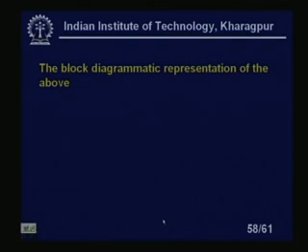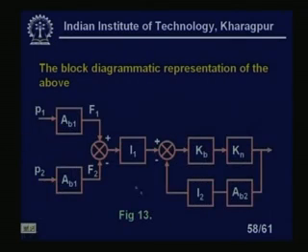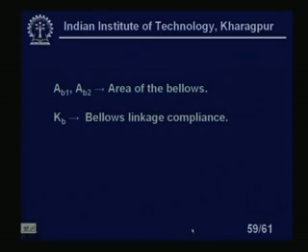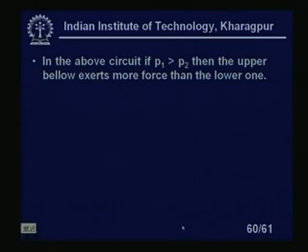If I draw the block diagram, it looks like this. P1 and P2, the two pressures from the upstream and downstream, come here and are combined. We are giving the relation like this: AB1 and AB2 are the areas of the bellows, KB is the bellows linkage compliance, and K is for the flapper nozzle again. In the above circuit P1 is always greater than P2, so the upper bellows exerts more force than the lower one, always, because the upstream pressure is higher.